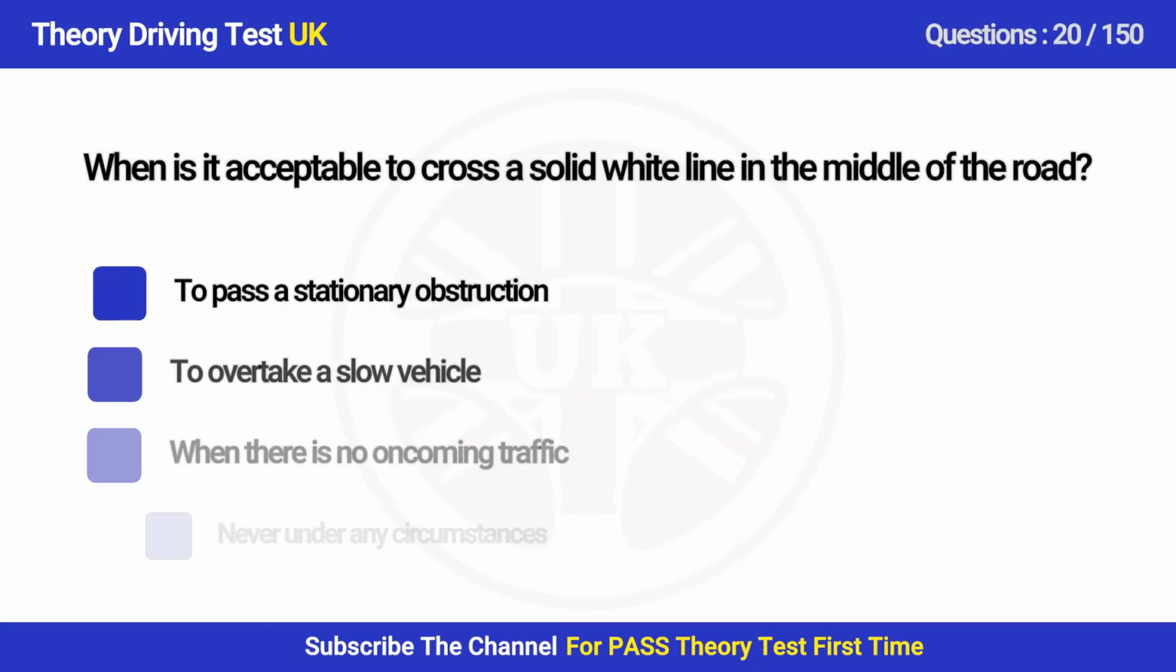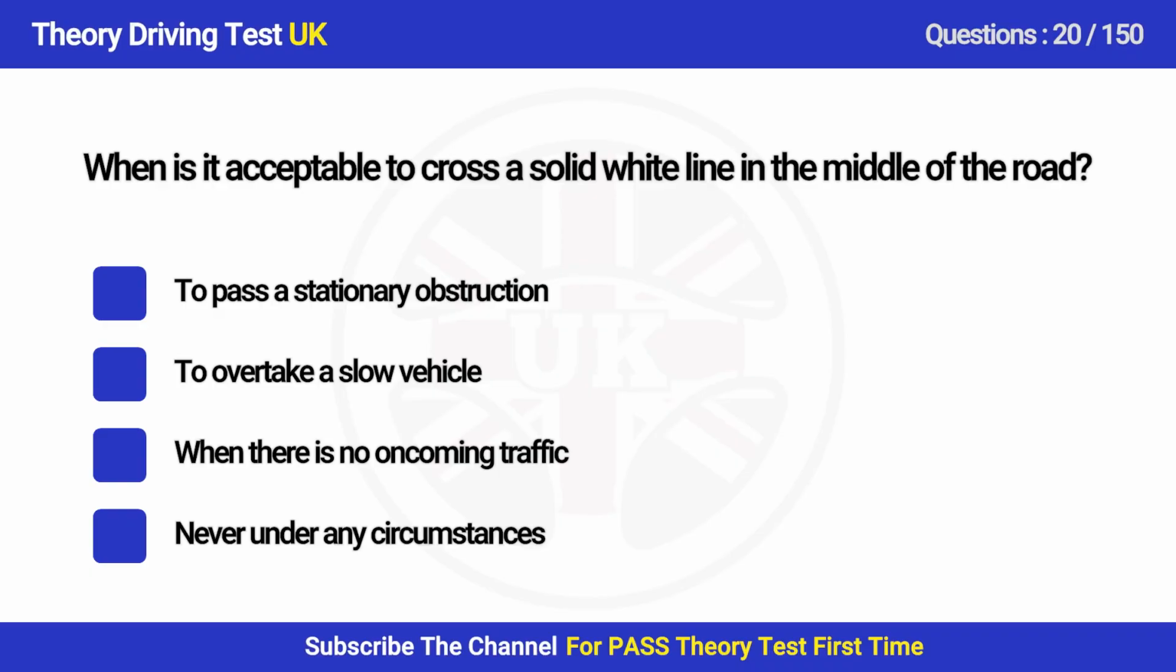Question 20. When is it acceptable to cross a solid white line in the middle of the road? A. To pass a stationary obstruction. B. To overtake a slow vehicle. C. When there is no oncoming traffic. D. Never under any circumstances.